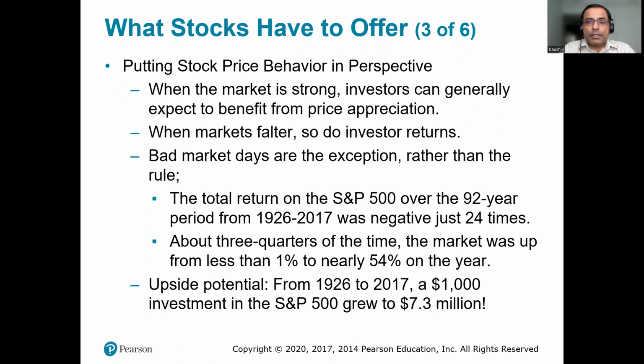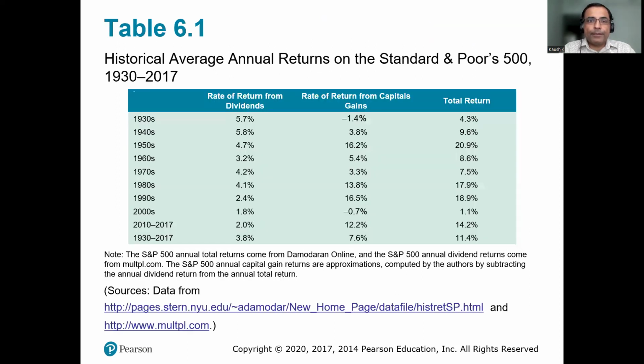So if we consider the 92-year period and look at the annual return for the S&P 500 index, we find that only in 24 instances the annual return is negative. For other instances, it has been positive. So this shows that stock on average provides positive return.